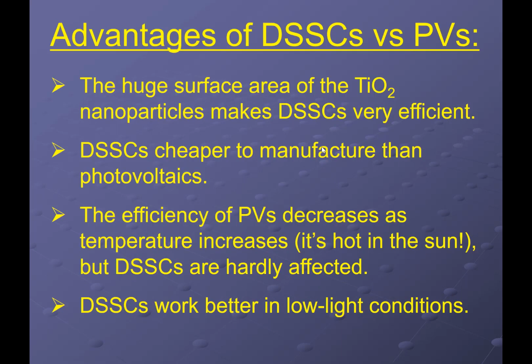The advantage of DSSCs over just a generic photovoltaic is that the huge surface area of the nanoparticles makes them more efficient. They're typically cheaper to manufacture. The efficiency of a photovoltaic tends to drop, and DSSCs tend to work more in low light conditions. So that's how we looked at a plant system, and we mimic it using photovoltaics or DSSCs.